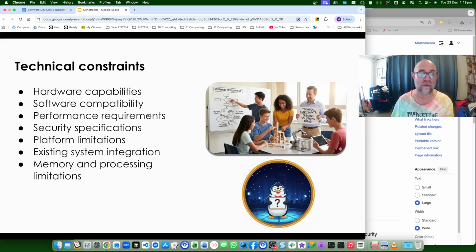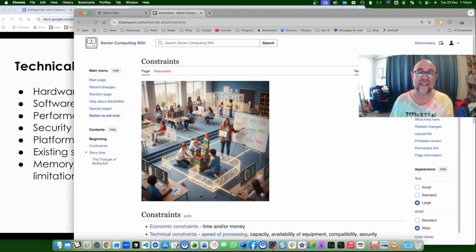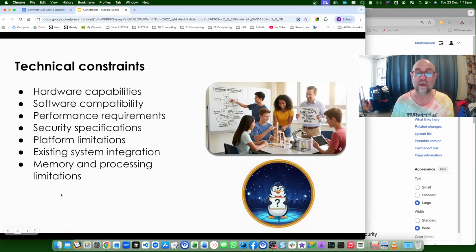They're all technical constraints. Oh, and of course this one probably should have been further up the list. How much memory and processing power have you got to work with? On 42 Penguins, which is the site where my wiki is over here, I actually pay by how much memory and processing power I have. So if I want it to be able to serve more users more quickly, that actually costs me more money.